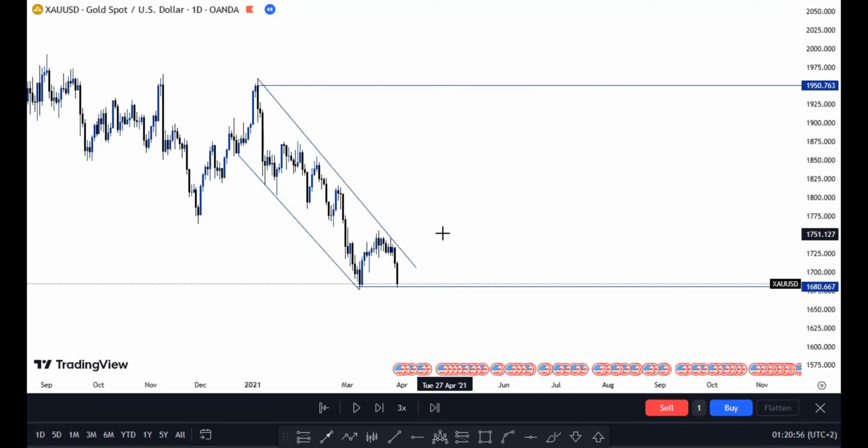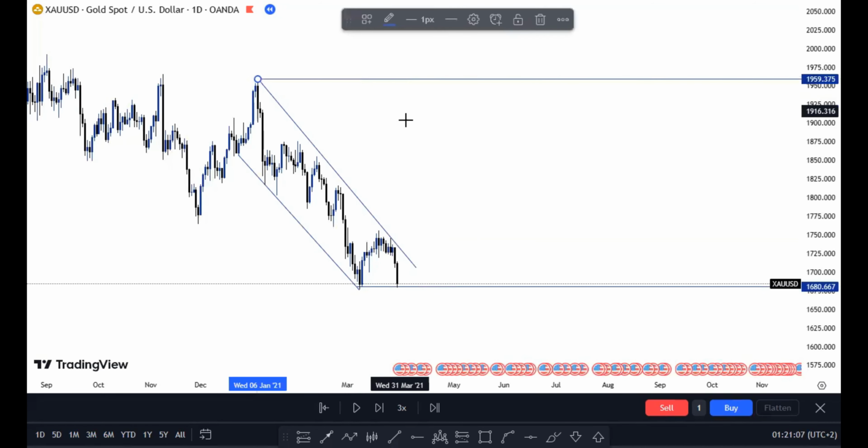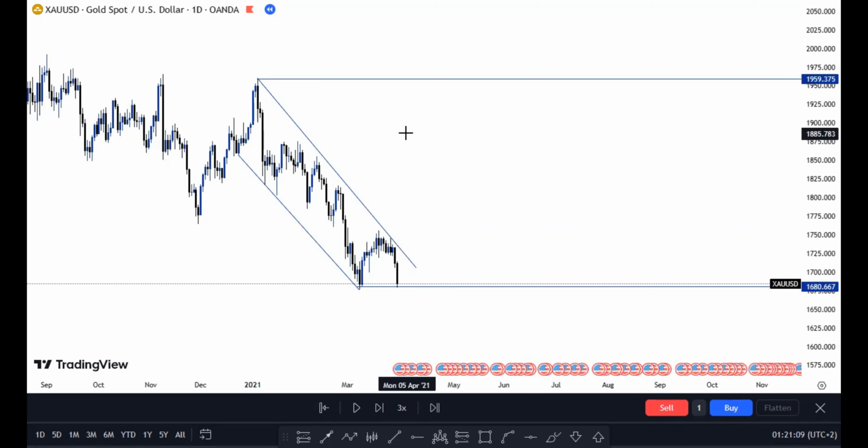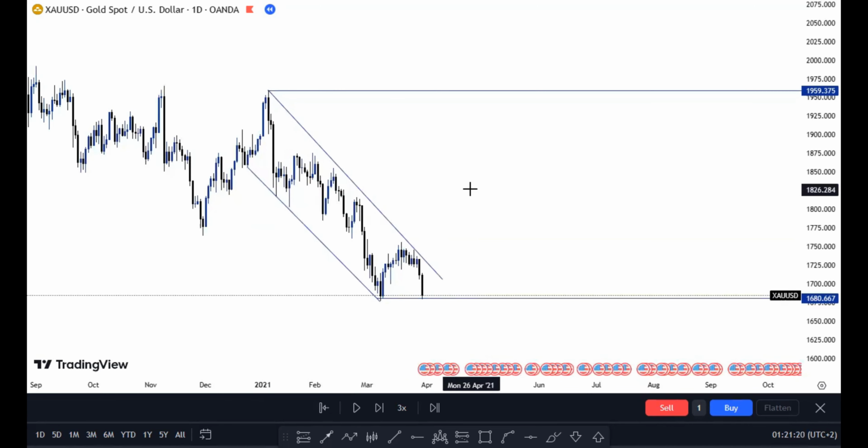So guys, as we are looking for buy opportunities, we have to get confirmations first before we enter our buys, or before we do anything to attempt the market. We're going to be using the daily time frame to backtest this chart so that we can see what's happening in gold.